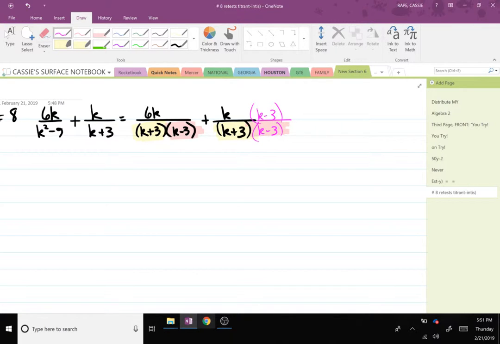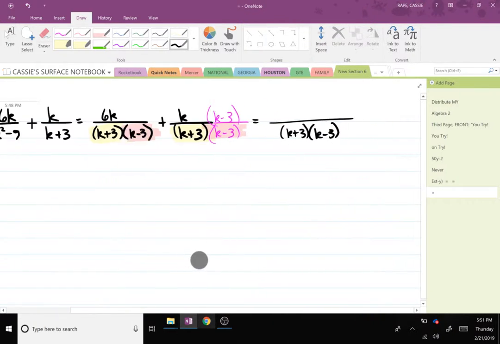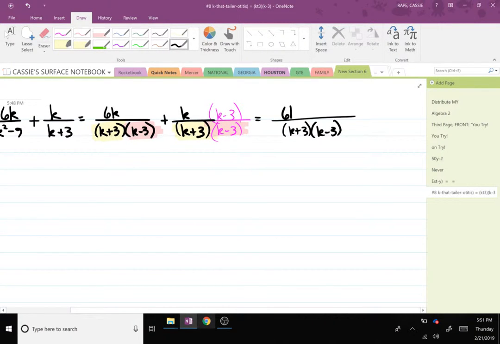Okay, so now I'm looking at it again. I've got matching denominators, which means I can combine all of this over k plus 3 times k minus 3. And I just have to do the math at the top. 6k, there's no math you have to do. Plus, I've got to multiply k times the quantity k minus 3. That's a distribution problem. And so that's going to be plus k squared minus 3k.